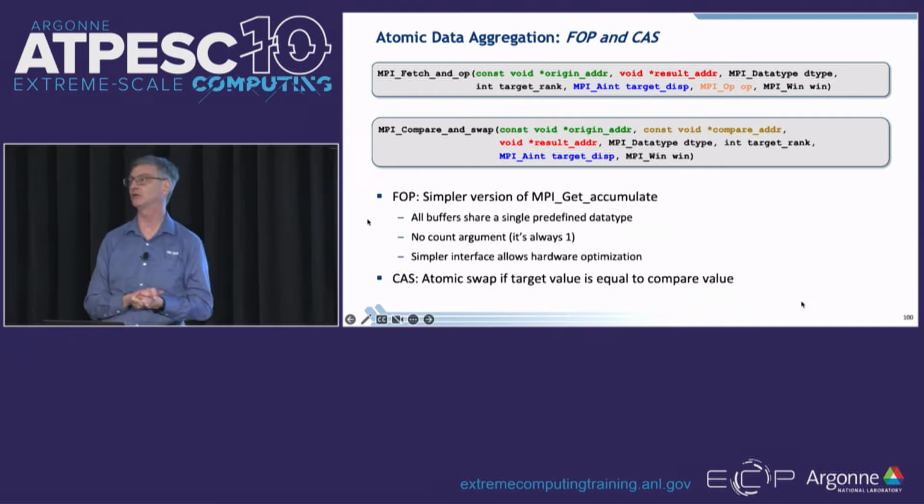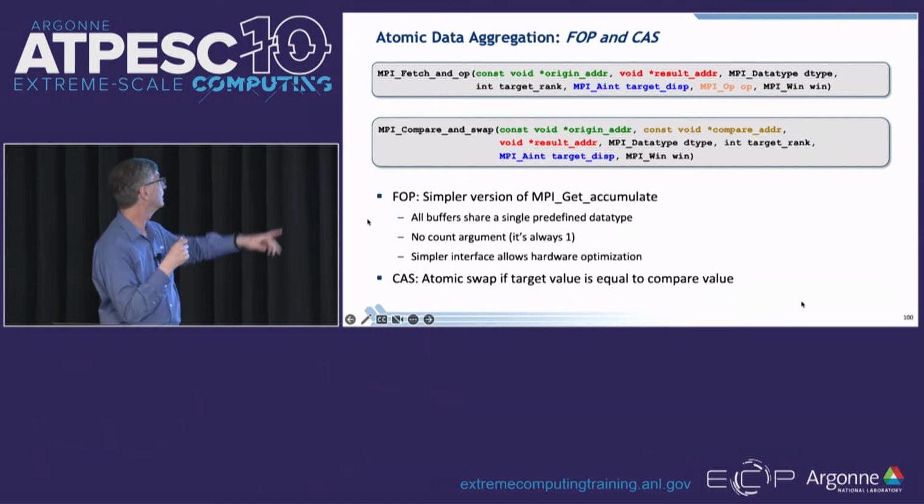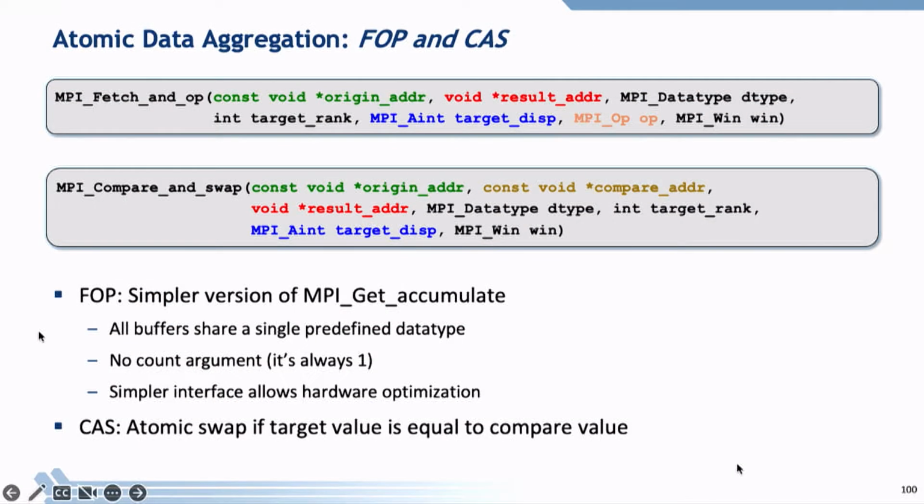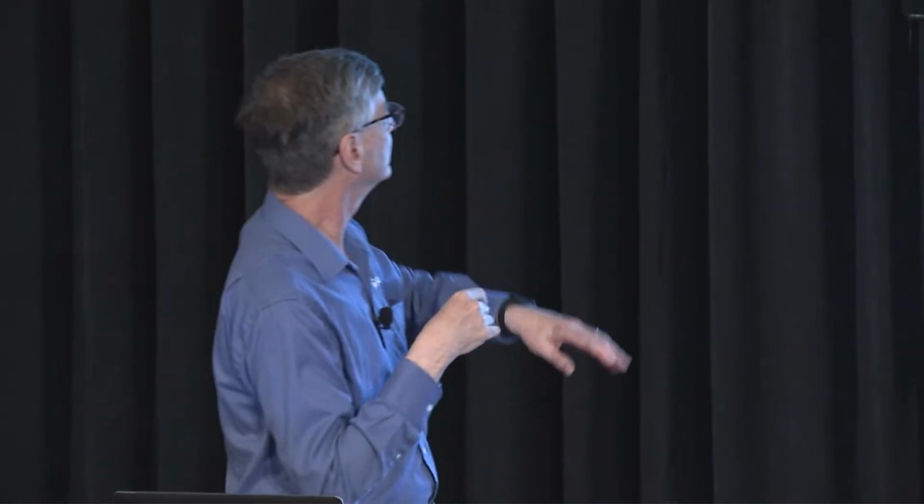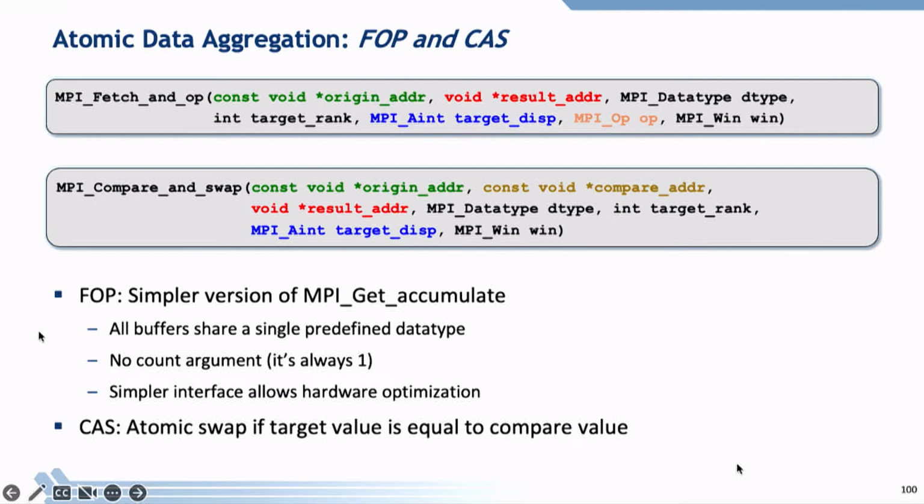As I mentioned, there are also 2 special cases. The first one is fetch and op. So look at fetch and op and compare it to what I've been showing you for these operations. What is different about the fetch and op in that specification? Look at the arguments. What's different about those arguments than, say, the get accumulate that I just showed you?